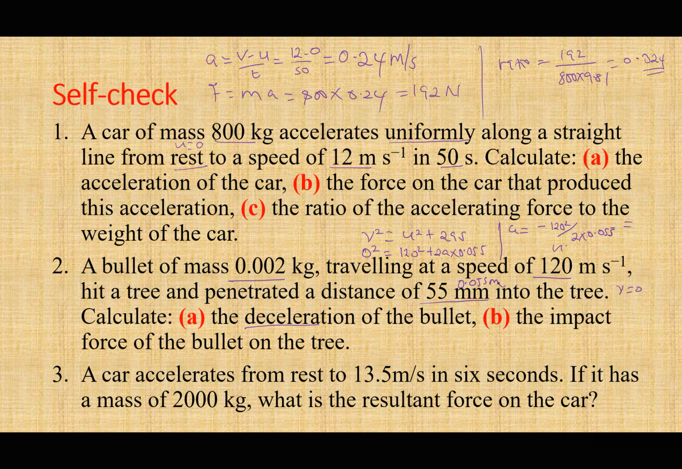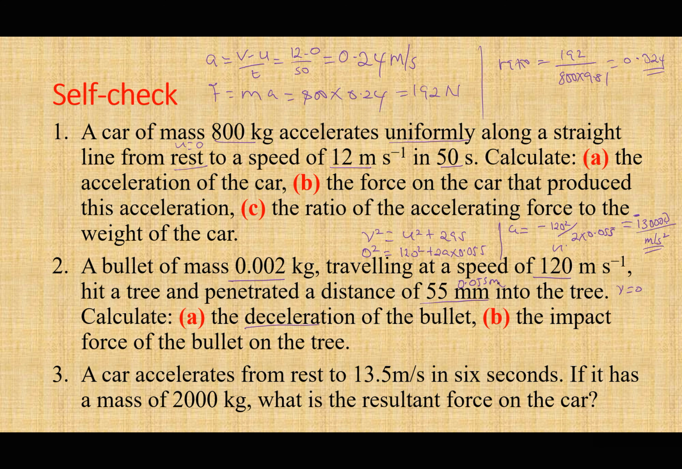The negative, I've taken 120 squared to the left-hand side. So 120 squared divided by 2 times 0.055. So this is giving me 130,000, but this is negative meters per second squared. I just rounded off to two significant figures, negative 130,000 meters per second squared.